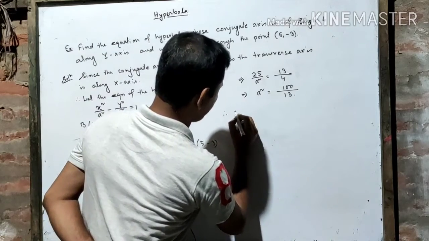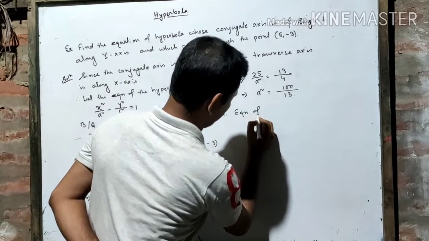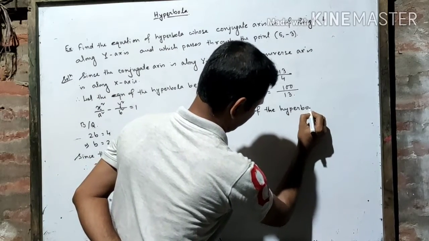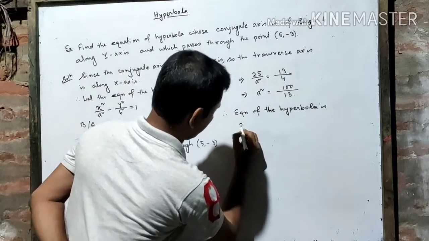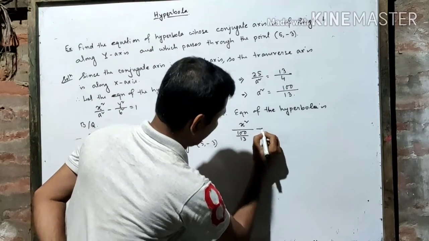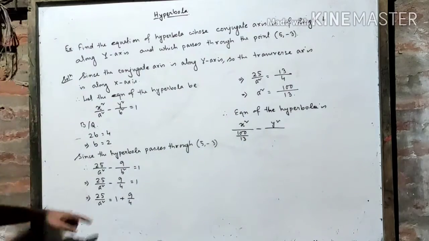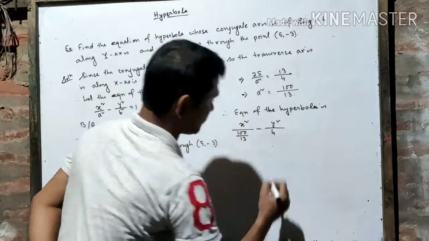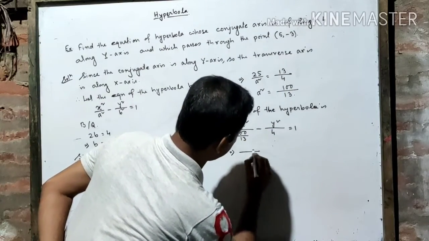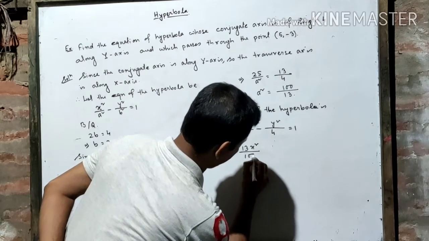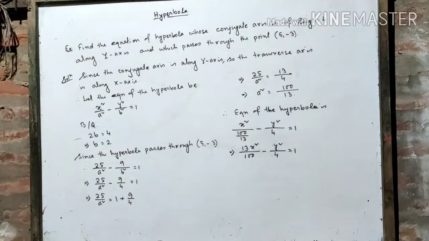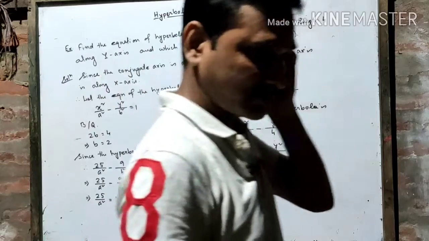Okay. So what is the equation of hyperbola? Putting the values of a square and b square. Therefore, equation of the hyperbola is x square by a square, what is a square? a square is 100 by 13, minus y square by b square. What is b square? b square is 4, since b is 2, is equal to 1. This implies 13x square by 100 minus y square by 4 is equal to 1. So this is the equation of the hyperbola. So note it down.